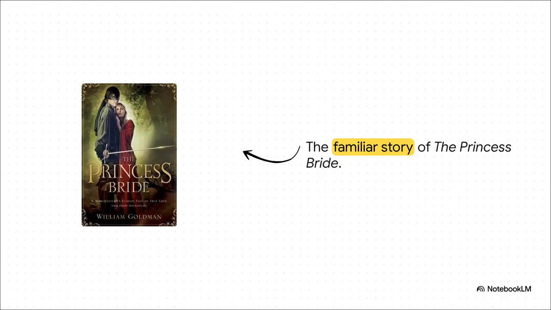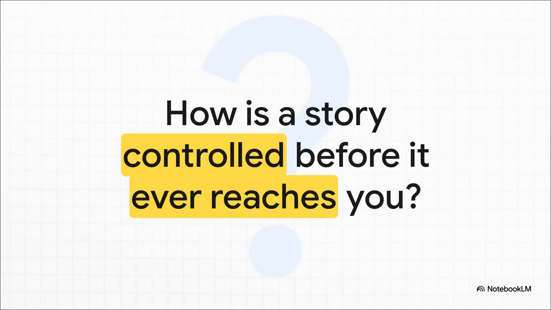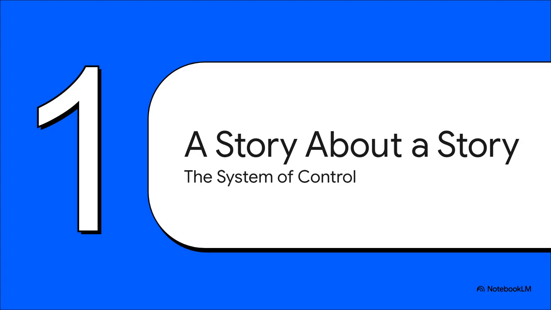Now, most of us know this story, right? But our focus today isn't really the plot. Instead, we're looking at the book as an object, a system that was very carefully put together to give us a specific, curated experience. And that really gets to the core question for this explainer. How is a story controlled and shaped long before you ever get your hands on it? And what's fascinating is, The Princess Bride gives us a surprisingly clear answer. Okay, let's dive right in.